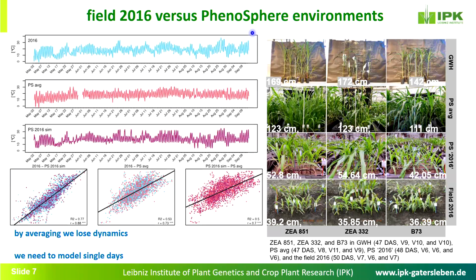So here you can see the profile. This is basically from a measurement sensor at an hourly resolution, measured from May to mid-September on the field and inside the PhenoSphere, running the average climate and the single simulation. And you can see that the amplitude itself is a little bit reduced in comparison to the field, but it's coming pretty close. I would not say it's only the amplitude, but it's also the patterning.